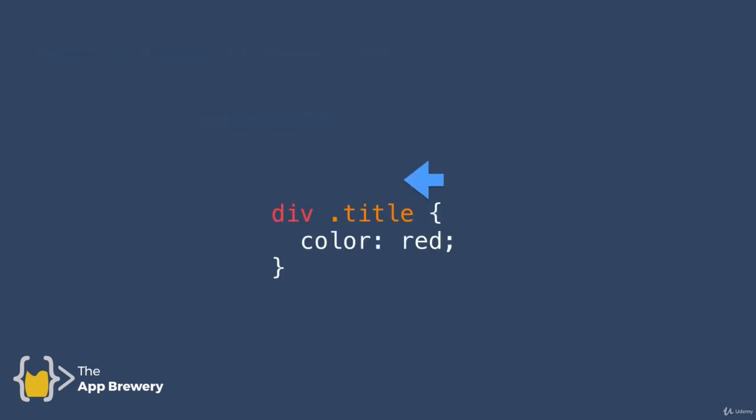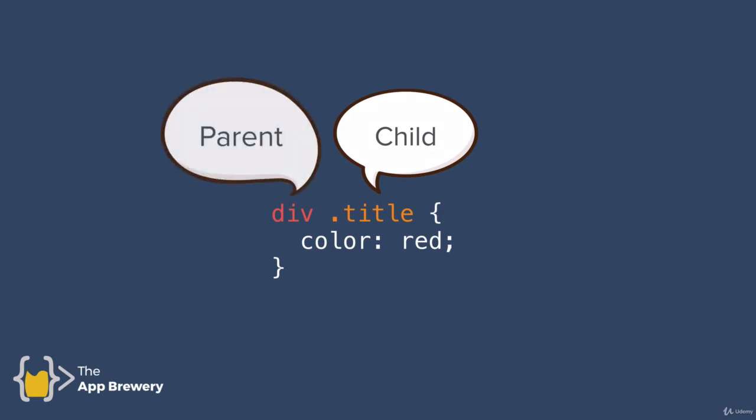Now, it's really important to remember that you should read the hierarchy from the right to the left. So in this case, it's the element that has a class of title that is inside a parent that is a div that should have the color red. The one on the right is the child, the one on the left is the parent. And this syntax will only work in a parent-child situation.